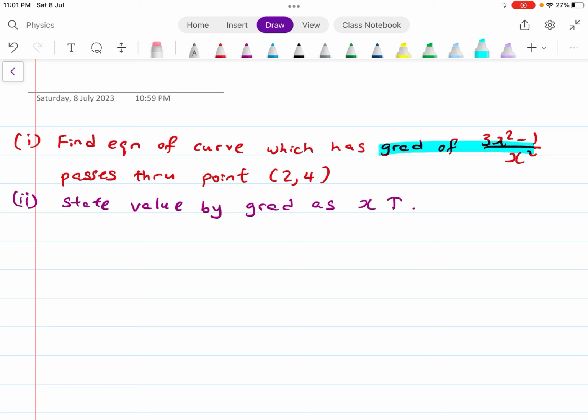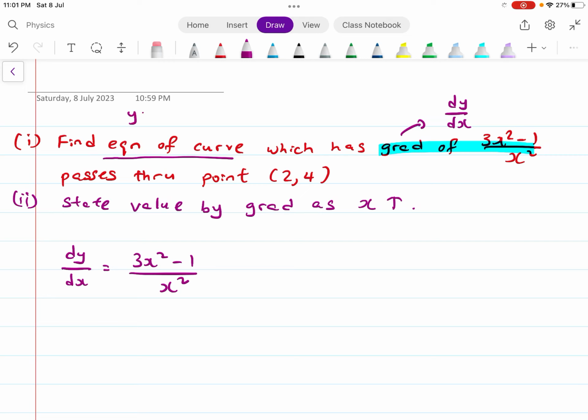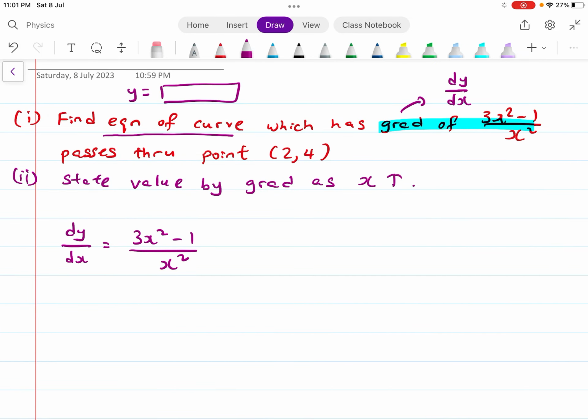So what do they mean by gradient in A maths? Gradient in A maths just means dy/dx. So if we are given dy/dx is equal to 3x squared minus 1 over x squared, they will ask us to find the equation of the curve. The equation of the curve is like y equals something. So how do I go from dy/dx into y equals something? Definitely we must do the integration.